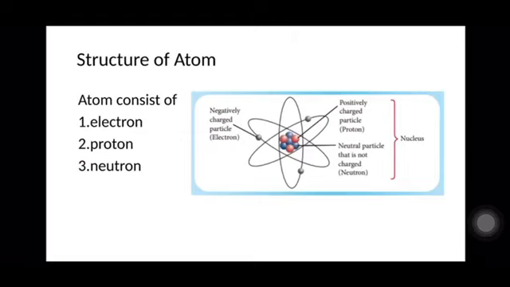Okay, this is the overview of structure of atom. So structure of atom ni dia terdiri daripada subatomic particle. Dan subatomic particle tersebut terbahagi kepada 3, iaitu elektron, proton dengan neutron. Saya sebut lagi sekali ya. Elektron, proton dengan neutron.